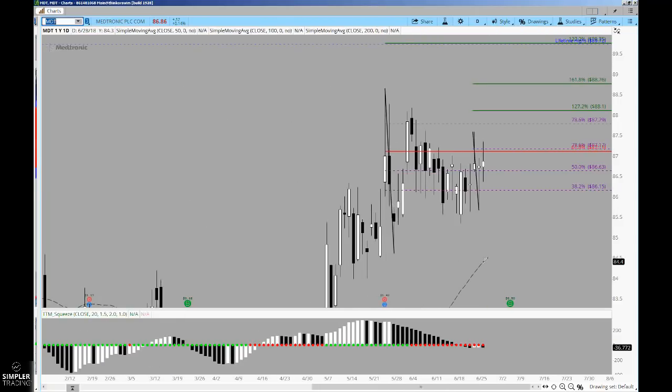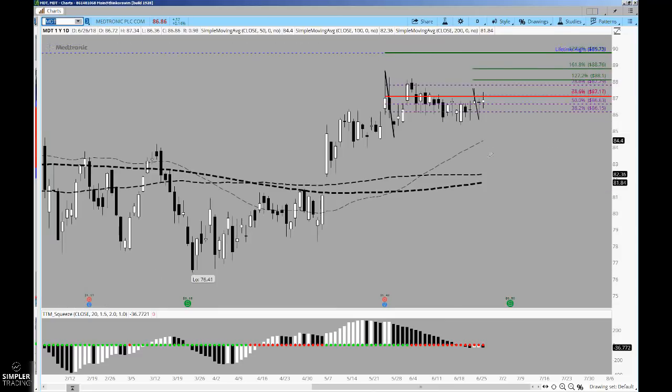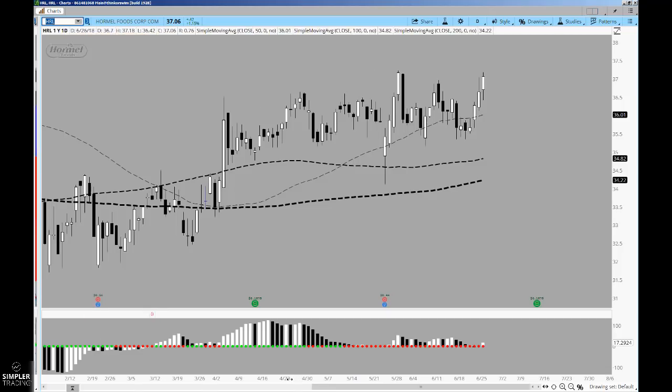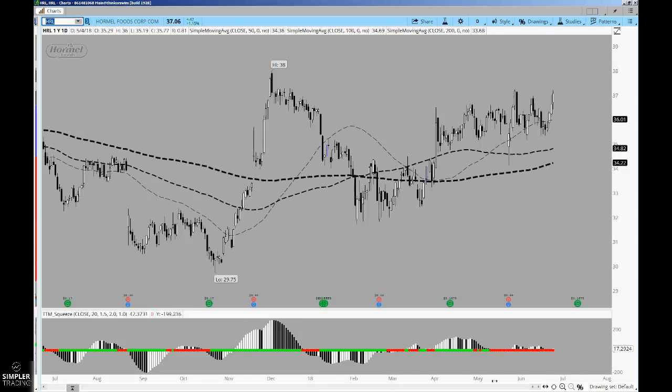This one's not quite as close to the 50-day, which might be a little bit more precarious, but overall it has held up well while the market has been soft. It's got that squeeze in play, and that's the second of three that I'm looking to play to the long side, followed up by Hormel Foods. So here again, a lot of different names, so you can pursue these however you see fit.